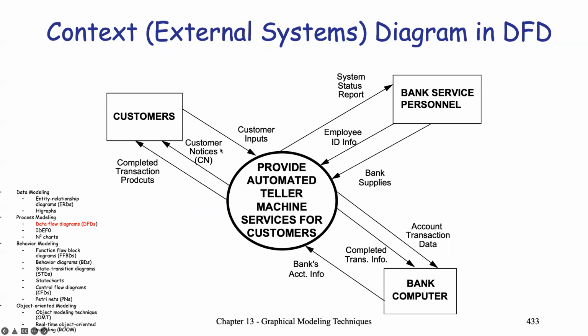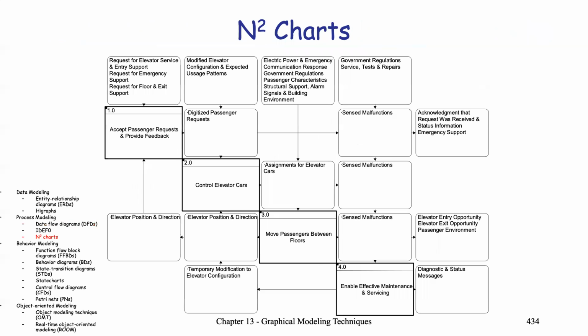So here is yet a more complicated context with external systems that tie in, showing inputs and outputs. And we're seeing that in this more complicated data flow diagram. So that's a couple of examples of the data flow diagrams, and now we have an N2 chart.